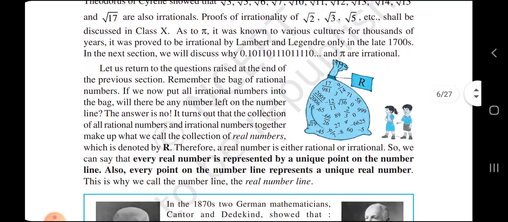In the previous section, our bag contained only rational numbers. Now we put all the irrational numbers into the bag. So the collection of rational numbers and irrational numbers together is called the collection of real numbers.